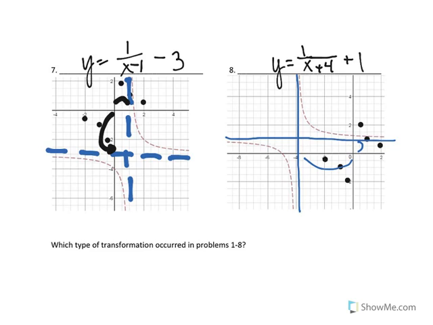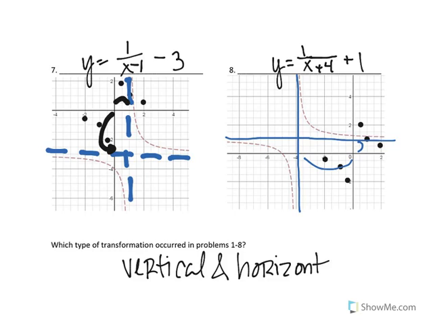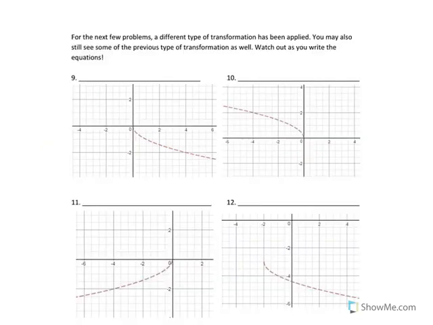So these types of transformations were vertical and horizontal shifts. Vertical and horizontal shifts. All right, so let's look at the next few.